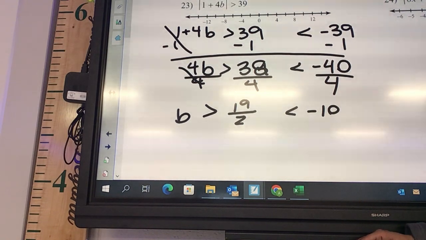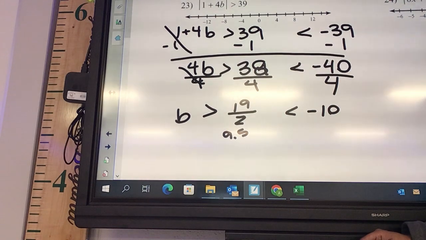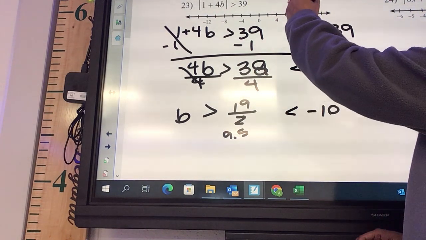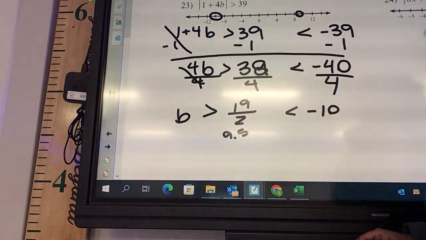So remember, you hit the SD button on your calculator and it'll turn it from a fraction to a decimal. 9.5? Okay, so that way we know about where to put it. So at 9.5, it's going to be open, and at that negative 10, it's going to be open.